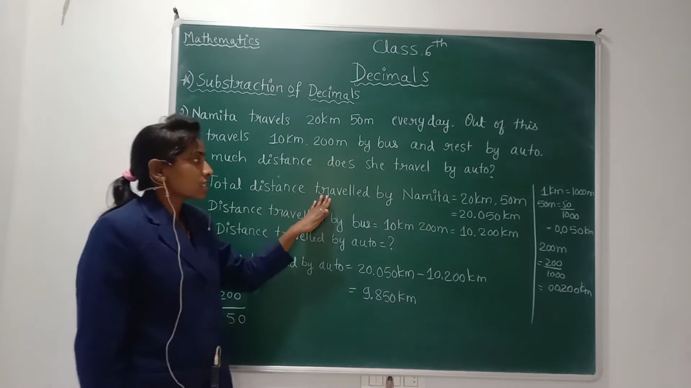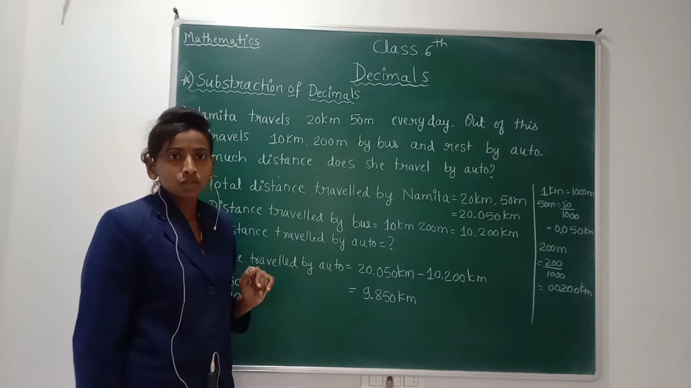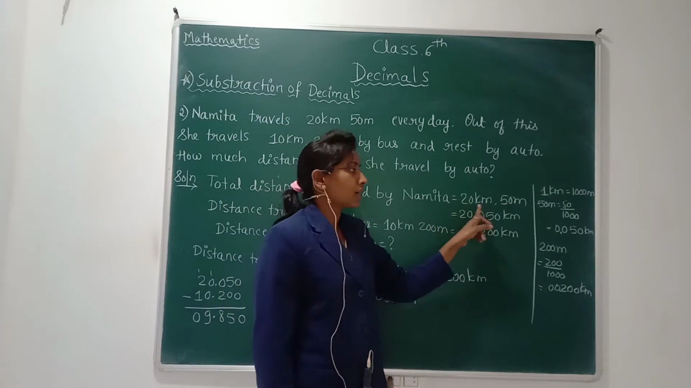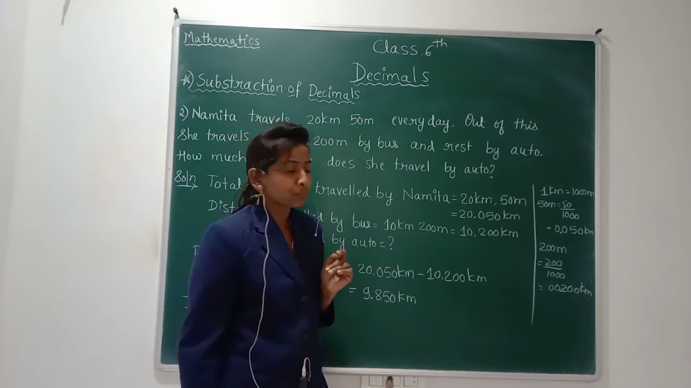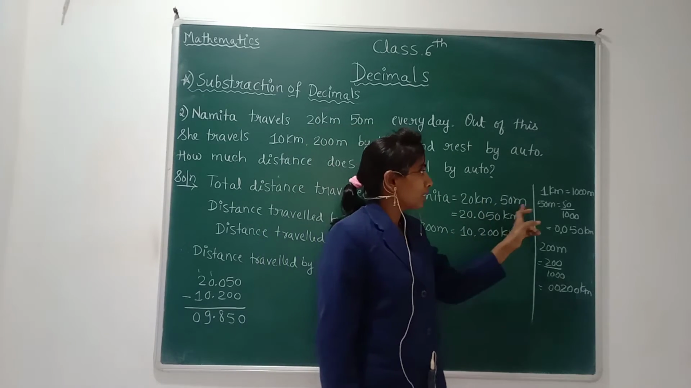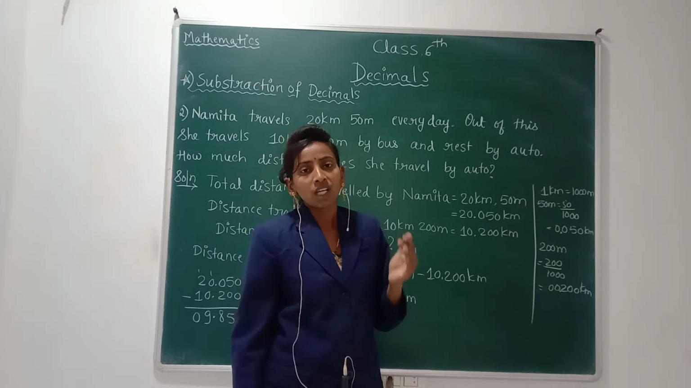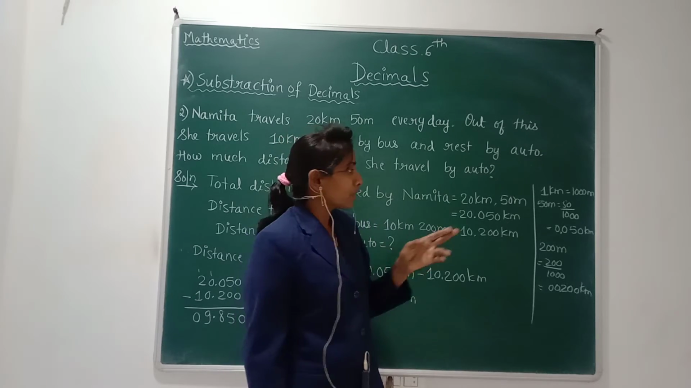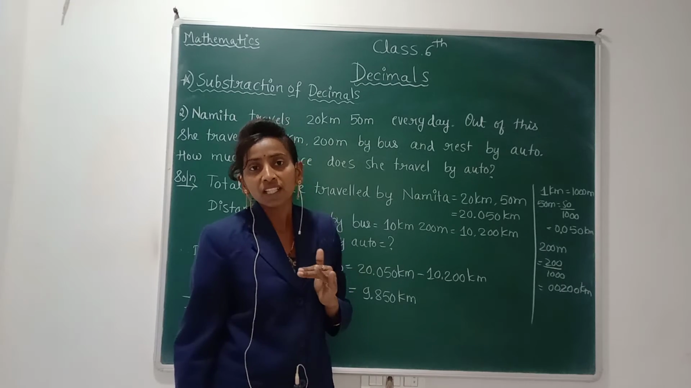So total distance traveled by Namita is 20 km and 50 meter. So we have to write them in a decimal first. So 20 km already it is a whole. So I am going to convert meter to kilometer. So how to convert 50 meter to kilometer? So already we know that 1 kilometer is equal to 1000 meter. Means 1 meter is equal to 1 upon 1000 kilometer. So we want 50 meter. So 50 meter is equal to 50 divided by 1000.